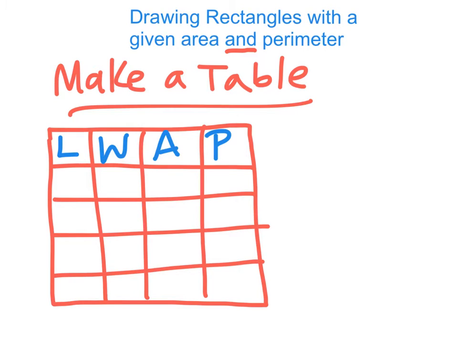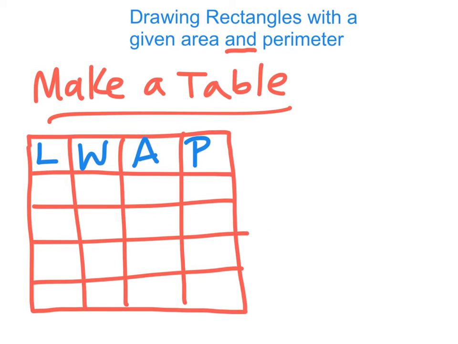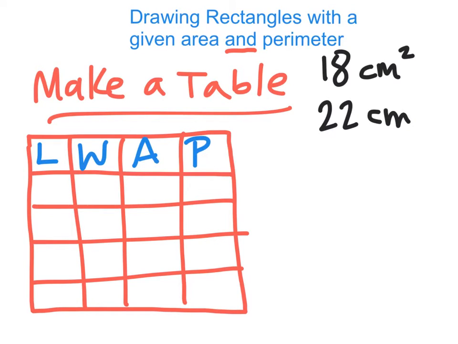Alright, here we go. Let's say that you're asked to create a rectangle that has an area of 18 centimeters squared and a perimeter of 22 centimeters. So your rectangle has to have both these things. Well, the way we're going to do that is by filling in our table. So we can look at the area. We want an area of 18 centimeters squared. So I'm going to write that in a few times because that's what we want to find.